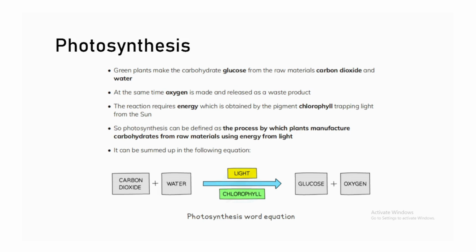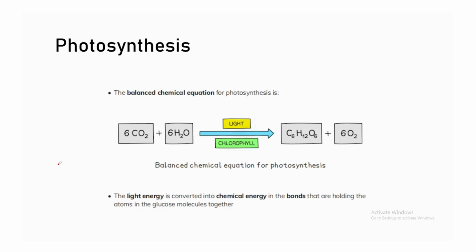It can be summed up in the following equation: carbon dioxide plus water into glucose and oxygen by using light energy and chlorophyll. The balanced chemical equation for photosynthesis is 6 moles of carbon dioxide plus 6 moles of water into 1 mole of glucose plus 6 moles of oxygen gas. The light energy is converted into chemical energy in the bonds that are holding the atoms in glucose molecules together.